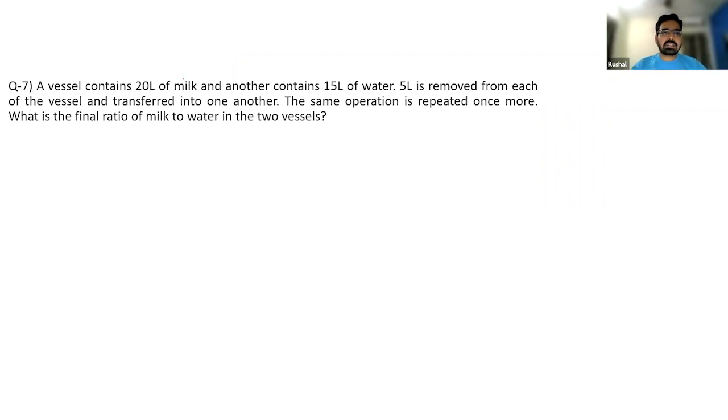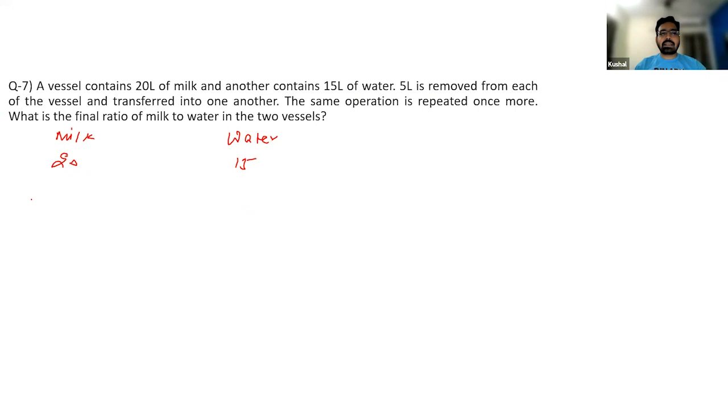It says a vessel contains 20 liters of milk and another vessel contains 15 liters of water. So you have milk over here, which has got 20 liters, and you have got water over here, which is nothing but 15 liters. 5 liters is removed from each of these vessels and transferred into another. So you are first going to pull out 5 from here, pull out 5 from here, and then put this 5 over here in this water and put this 5 over here in this milk, right?